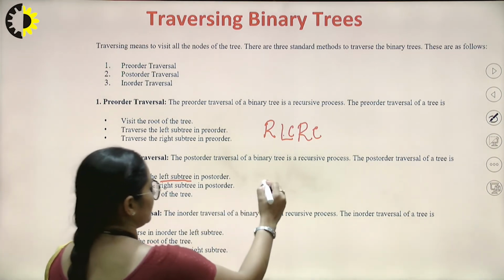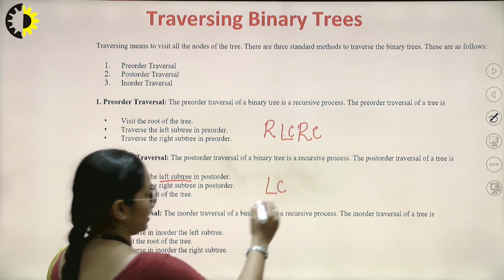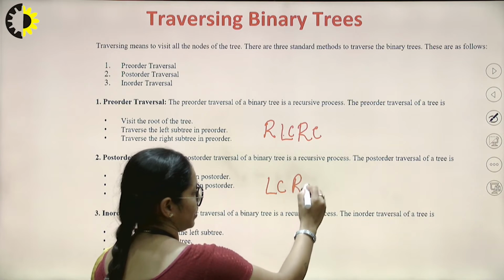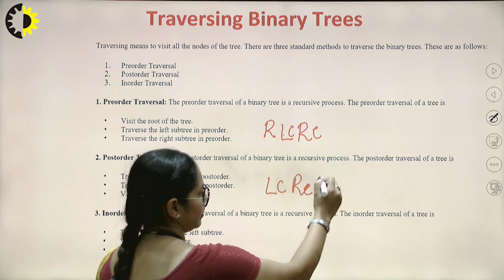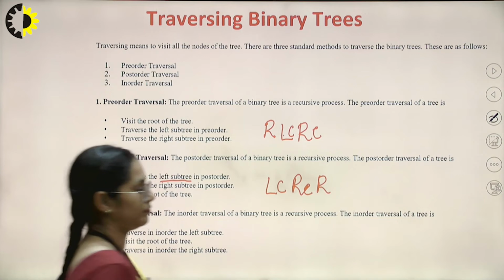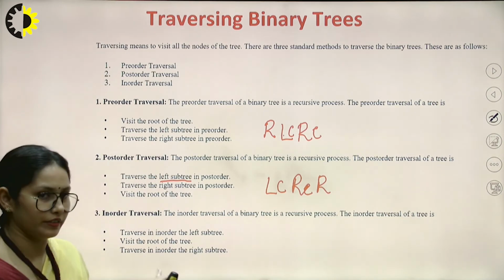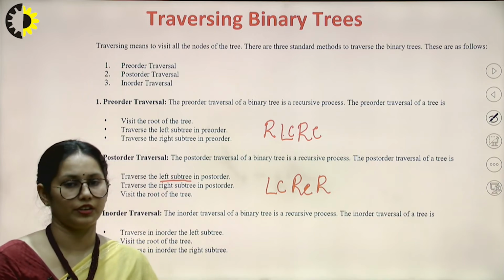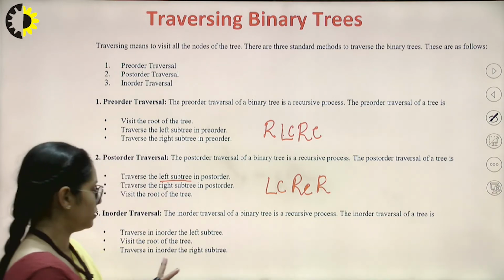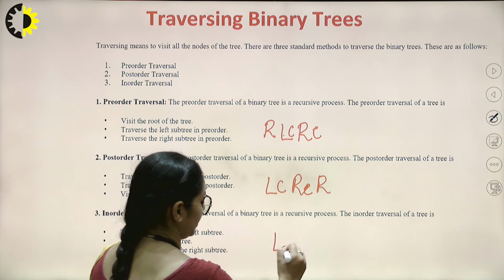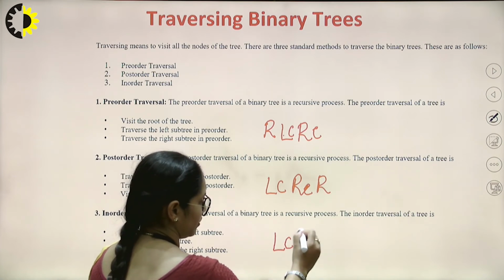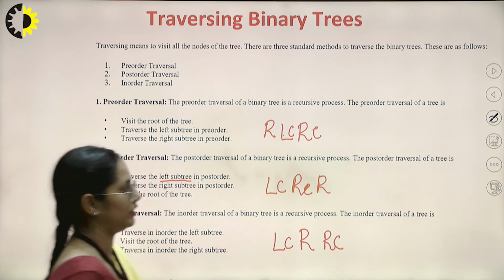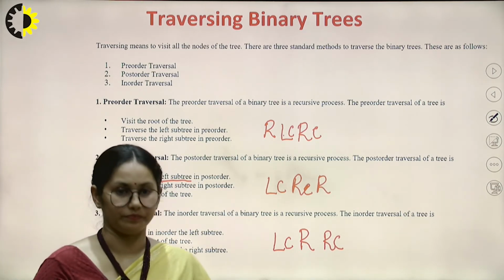So here I can write LC. First of all, I will visit the left child, then I will visit the right child, and then I will visit the root node. Fine. In order traversal, what do you have to do? You have to traverse the root node in between the traversal of the left and right child. So here you write left child first, then root node, and then right child at the end. So this is the traversing.